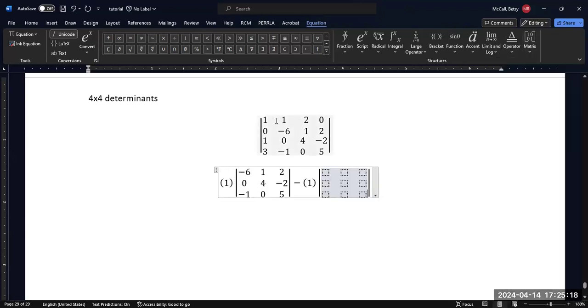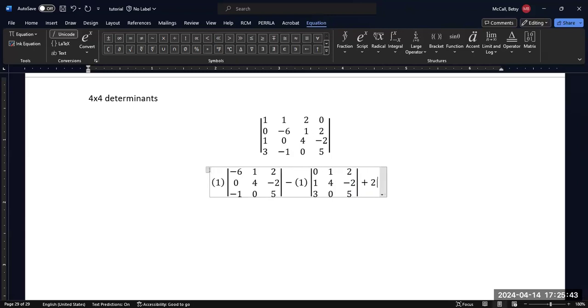And we're canceling out the first row and the second column. So I get 0, 1, 3, and second column out. So then 1, 4, 0, and then 2, -2, 5. Then I go over the next one. So I change sign again.